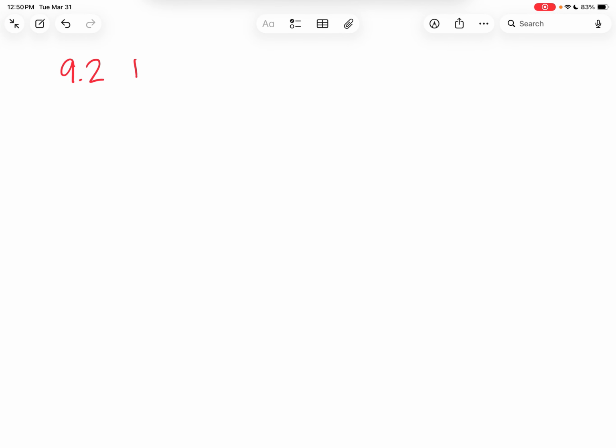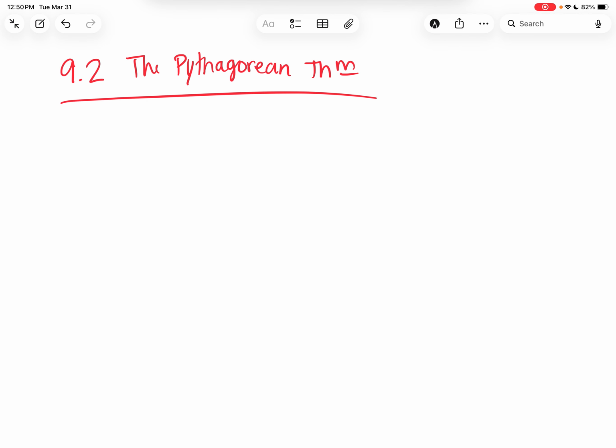All right, 9.2, the Pythagorean theorem. So the problems pretty much all are going to ask you to find the unknown side length. It could be the hypotenuse, could be one of the legs. And then it just says to simplify answers that are radicals.